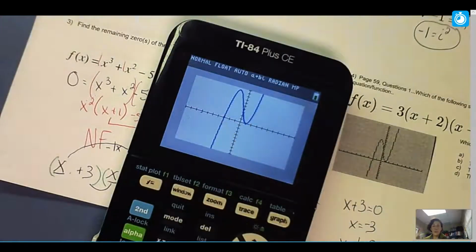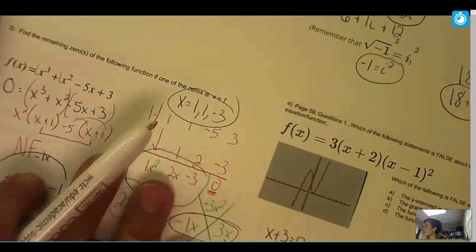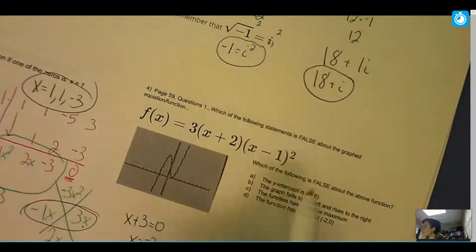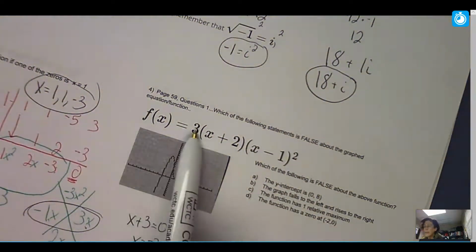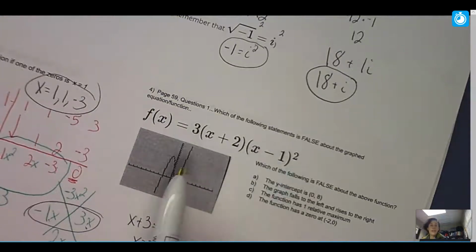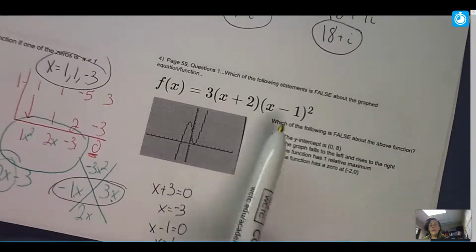-3 is crossing, so it showed up once, and 1 is bouncing, so it showed up twice. All right, number 4. Which of the following statements is false about the graphed equation or function? So here's the function, and here's the graph that goes with it. Which of the following is false?